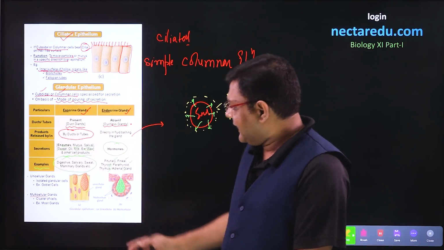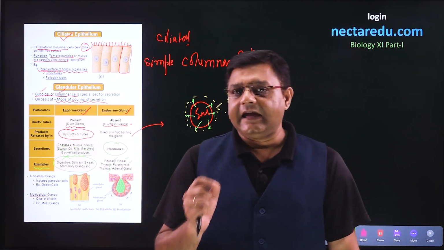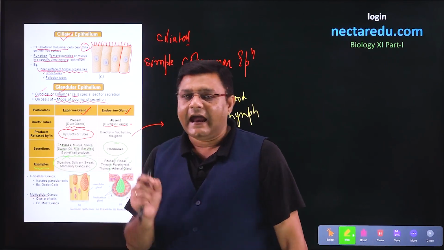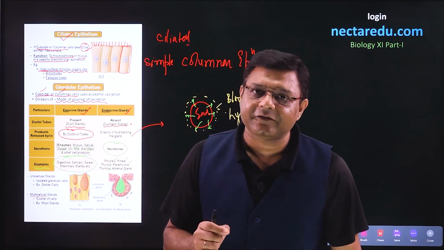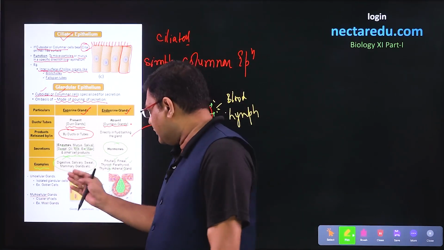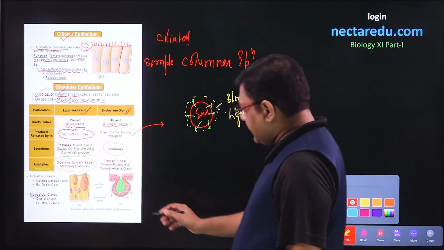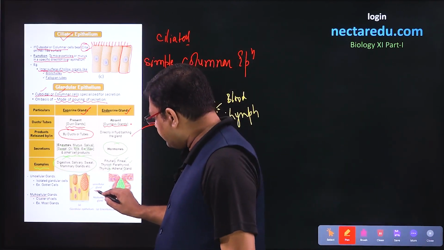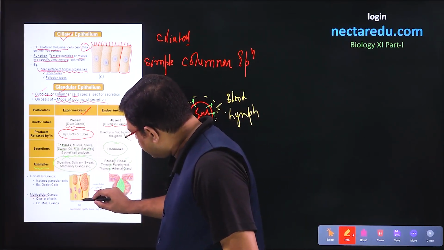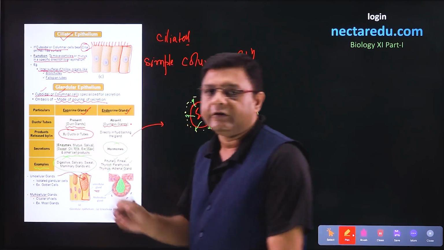The second way is on the basis of number of cells. If the gland has just one cell, we call it a unicellular gland. And if the gland has a cluster of cells or many cells, we call it a multicellular gland. So let us look into the diagrams over here. In the first case, this is an example of a unicellular gland. Each of these cells, this is one cell, and it is an example of a unicellular gland.